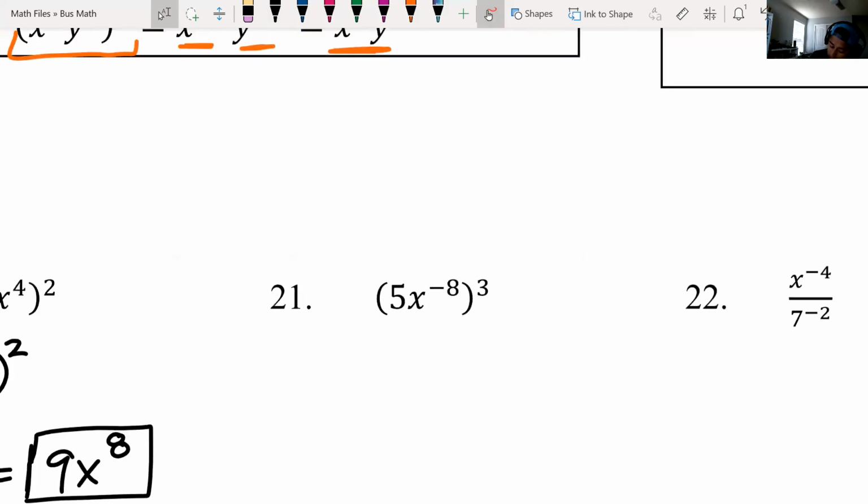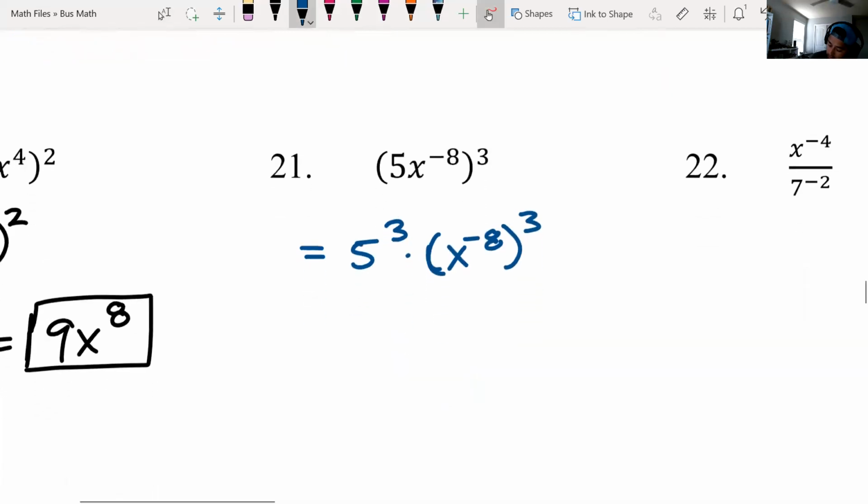(21). Same thing. 5x to the negative 8 raised to the third. We're going to raise everything separately to the third power. 5 to the third times x to the negative 8 raised to the third. 5 cubed, we learned from the above, was 125.